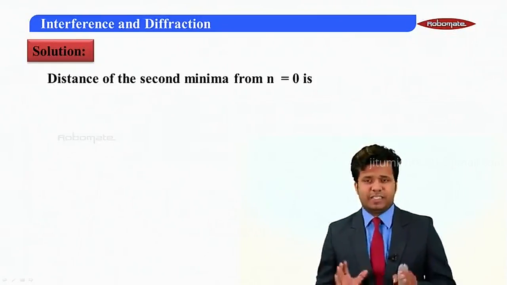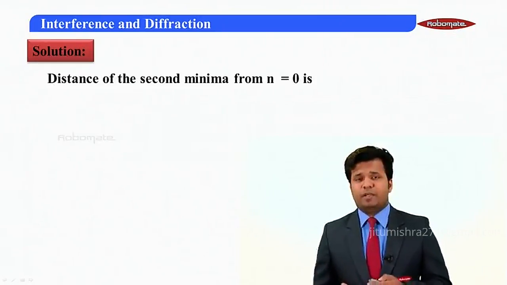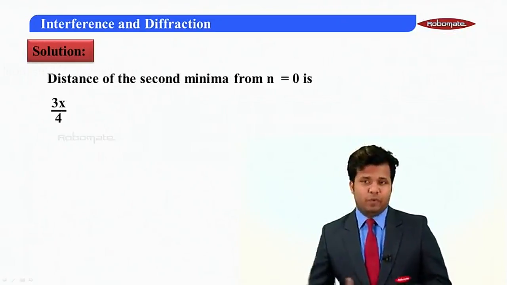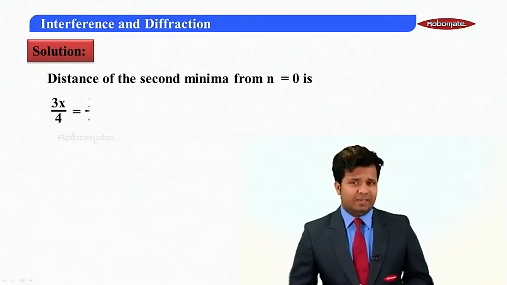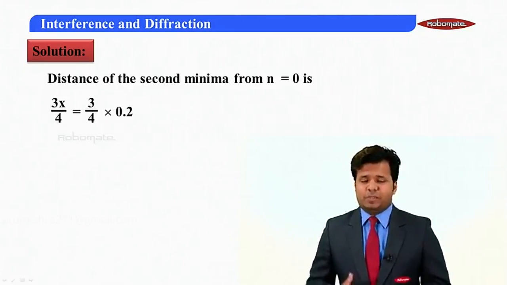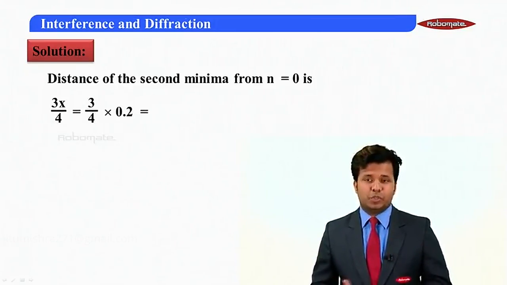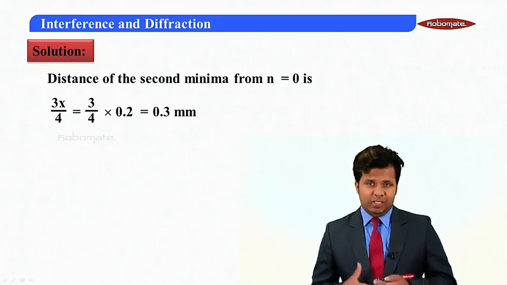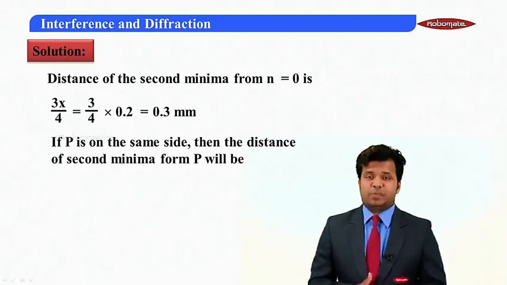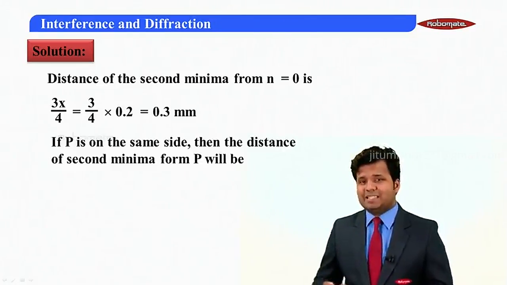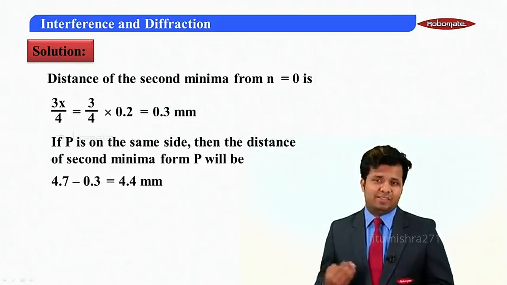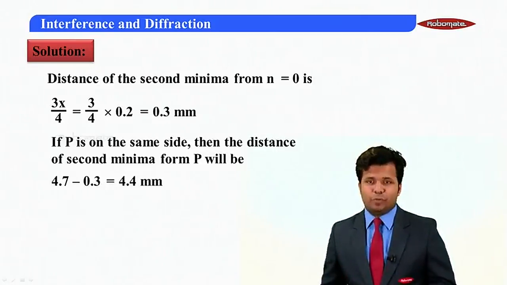First of all, the distance of the second minima from n equals 0 is nothing but 3x by 4. We have been given the value of x, so it is 3 by 4 into 0.2, which becomes 0.3 mm. Now, there are possibilities. The first possibility: if P is on the same side, then the distance of the second minima from P will be 4.7 minus 0.3, that is 4.4 mm.